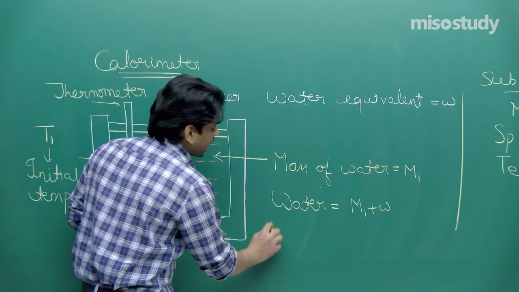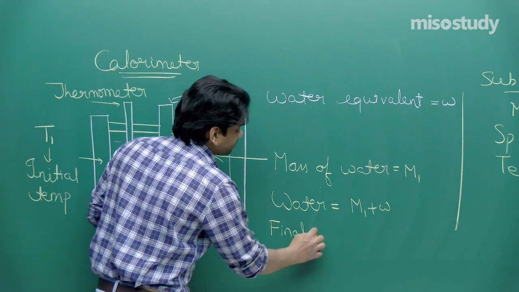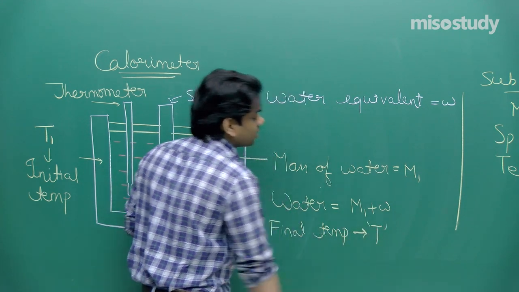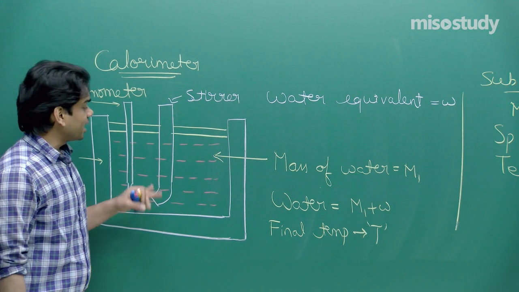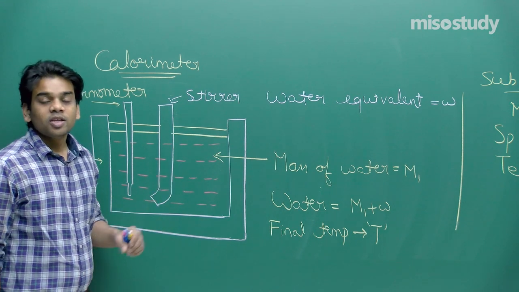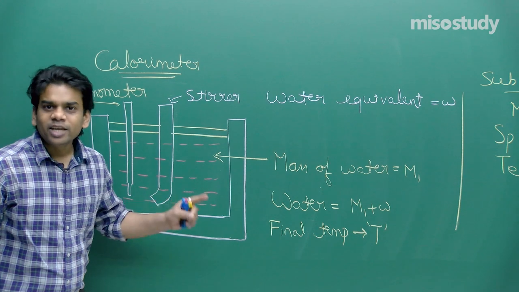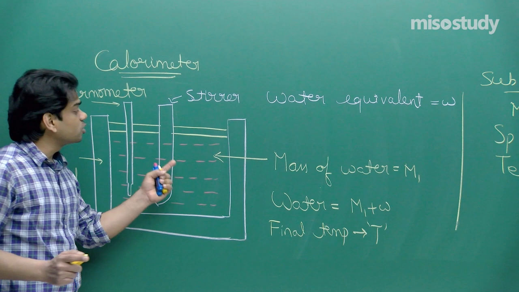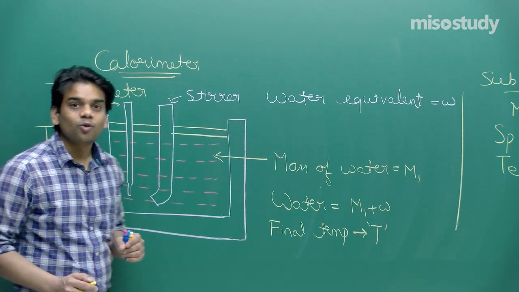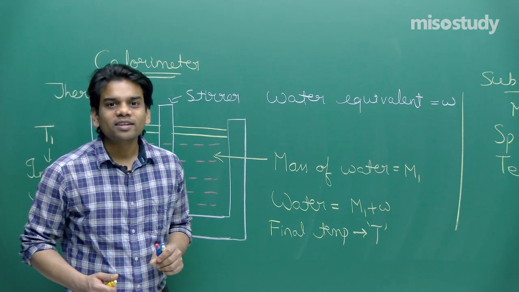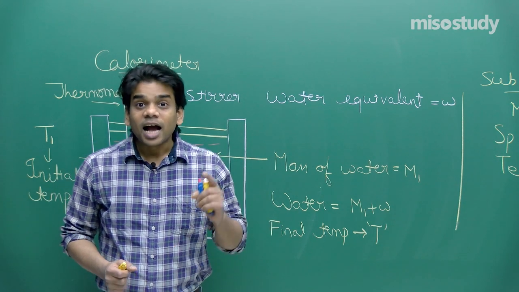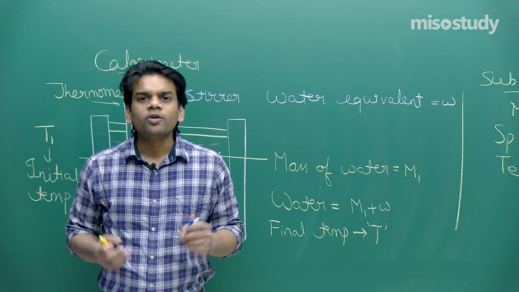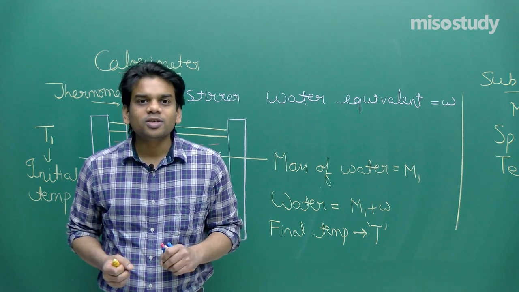So what I'm going to write? I'm going to write final temperature when the substance was immersed in the copper calorimeter that has been attained, that is equal to T. So what we can write? T will be greater than T1 and T will be less than T2. That means this copper calorimeter with the entire water would have acquired some amount of heat energy to raise its temperature, and this amount of heat energy that it has gained would have come at the cost of loss of heat energy by the substance.